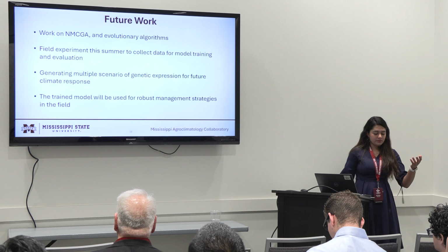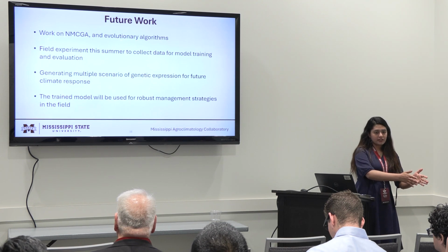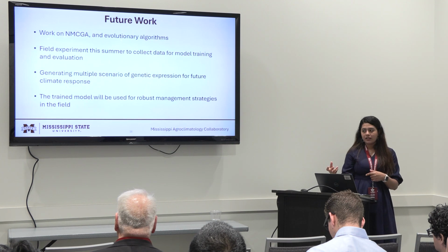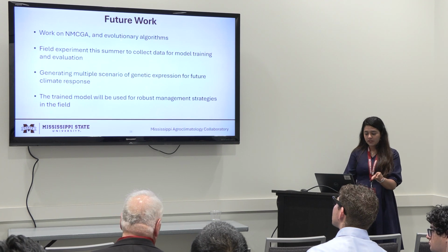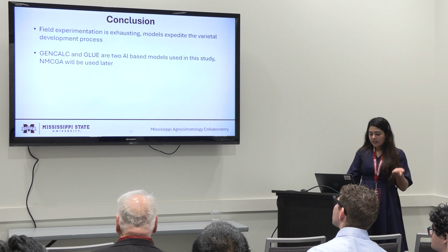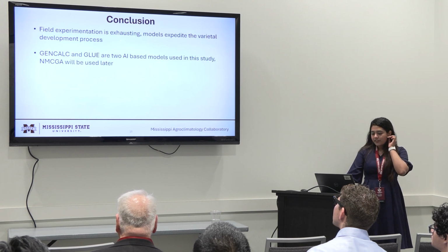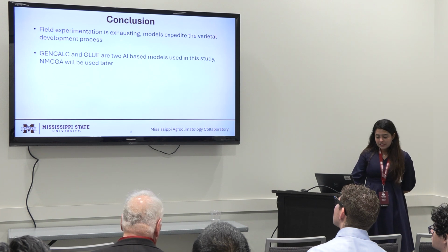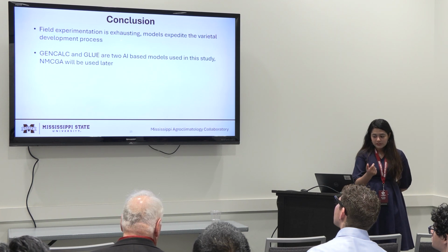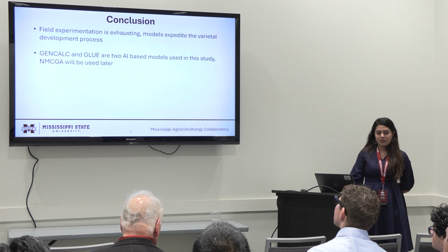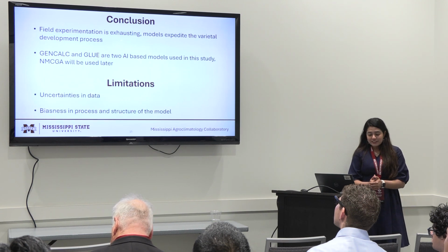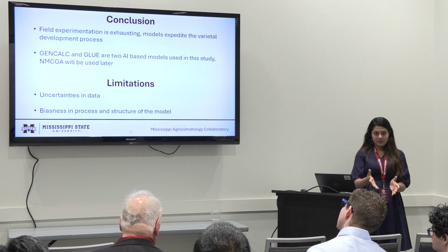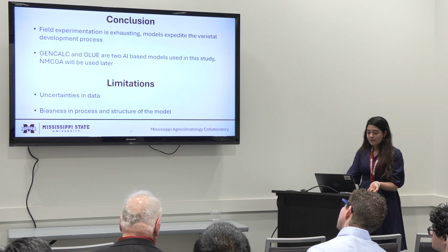So the varietal trials are using 180 kilograms of nitrogen and then 240. What about in between? I will be defining the variable in between using a matrix design. We conclude that the field experiment is exhausting, so models expedite the varietal development process, and GenCal and GLUE are two AI-based tools, and NMCGA will be used later. Of course, the limitation is uncertainties in data and bias in the process and structure of the model. That's why I want to explore more tools.